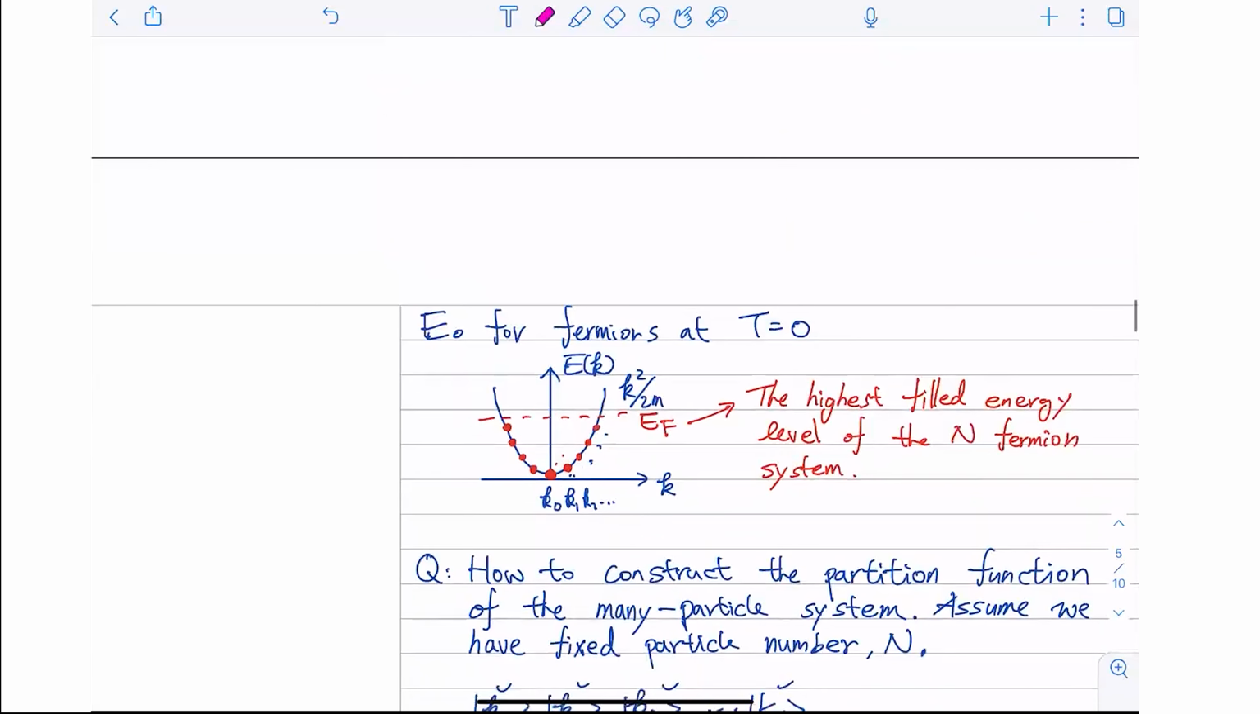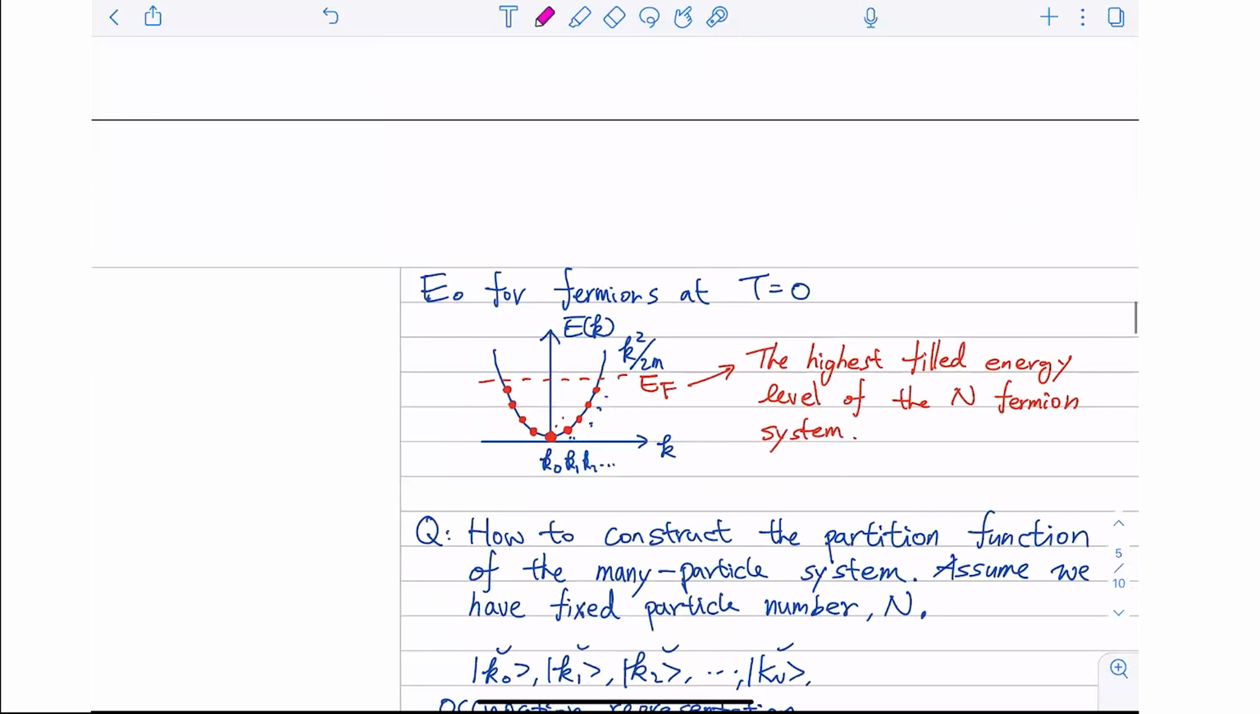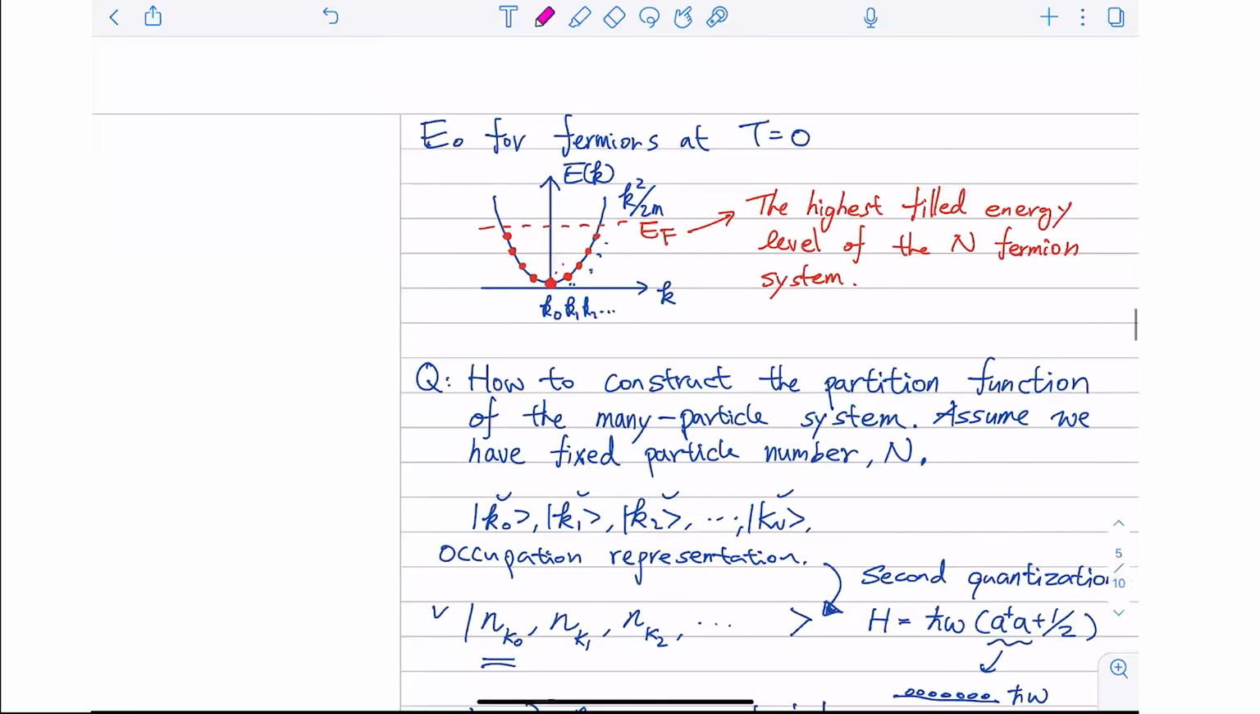And for fermions, because of this exclusion principle, we will need to fill all the particles into our system such that they don't violate the Pauli exclusion principle. And it turns out that the energy can only increase when we try to add more particles. And one of the characteristic energies for our system is the Fermi energy. It corresponds to the highest filled energy level for the N-fermion system when the temperature is equal to 0.